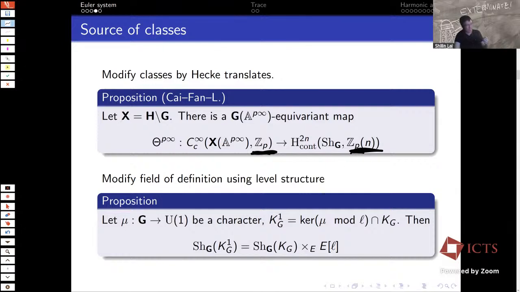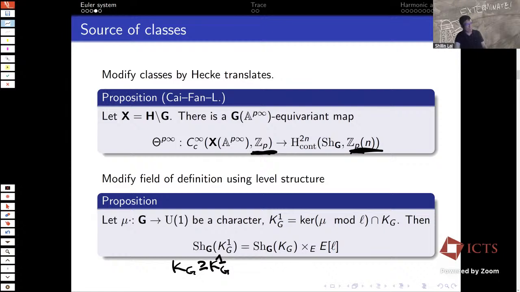Another input that has been used in this Euler system literature is how do we get this field extension? How do we get this EL? Well, the way we get it is we observe that the Shimura variety base changed from spec E to spec EL, the ring class field, is actually equal to the Shimura variety with a slightly smaller level structure. So KG1 is a subgroup of KG, and its index is a normal subgroup with abelian quotient.